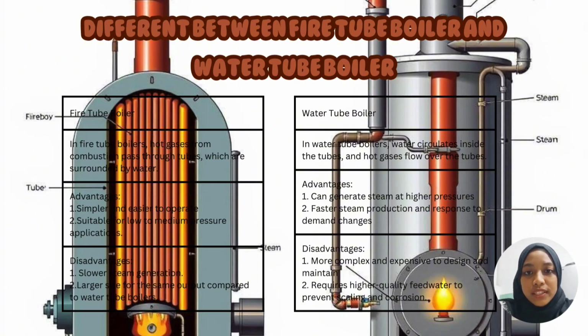For disadvantages of water tube boiler, first, more complex and expensive to design and maintain. Second, requires higher quality feed water to prevent scaling and corrosion. Next, fire tube boiler disadvantages. First, slower steam generation. Second, larger size for the same output compared to water tube boiler.